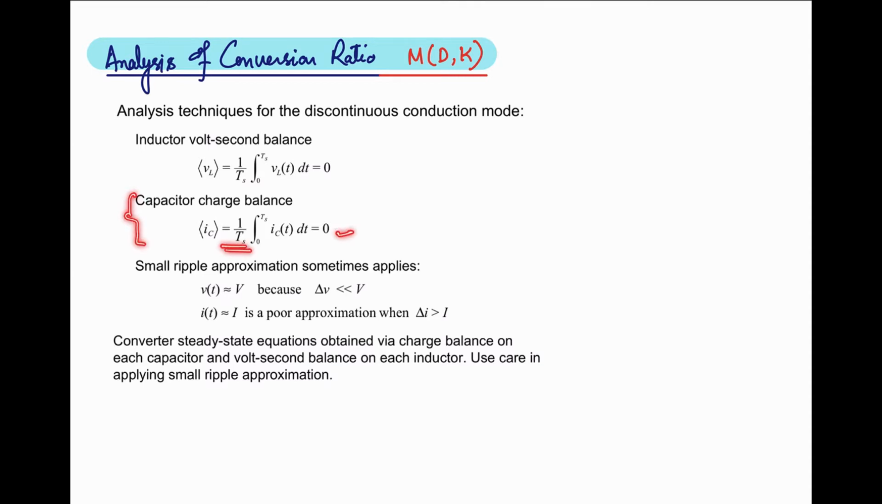And we will be assuming the small ripple approximation, that is, v(t) is nearly equal to the average value V, as delta V is very small compared to V, and similarly i(t) will approach I. Sometimes it may be a poor approximation, but as far as the basic undergraduate level is concerned, you should assume that and do the analysis with this.